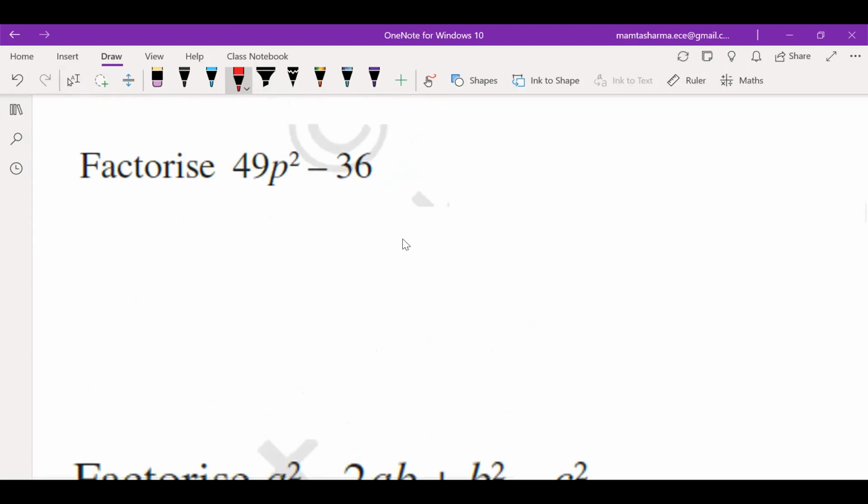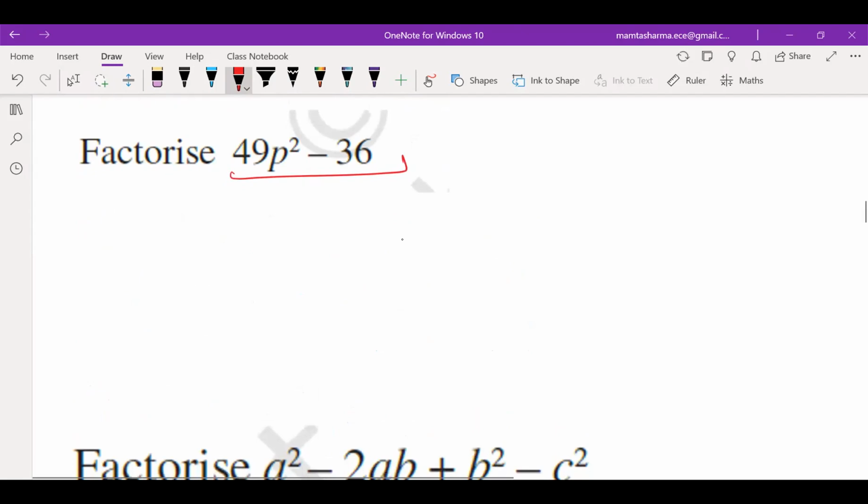Okay, now do this question. 49p square minus 36. Do it fast. There are only two terms. So which identity will fit here?